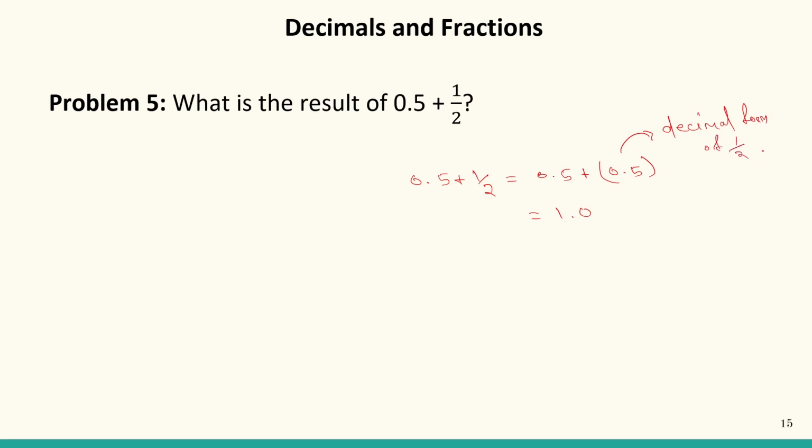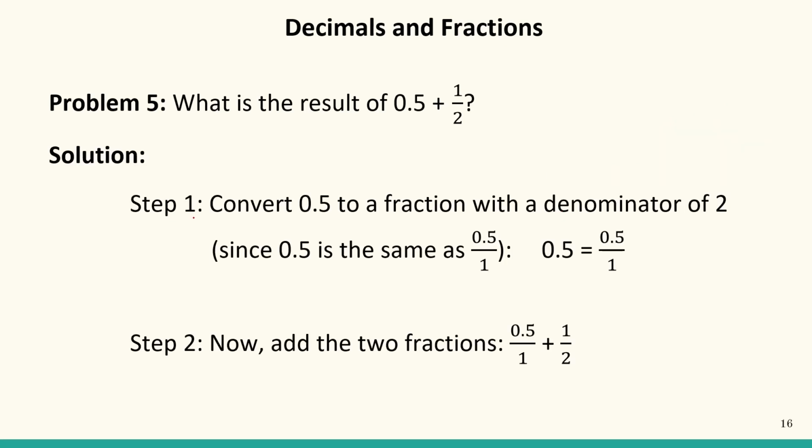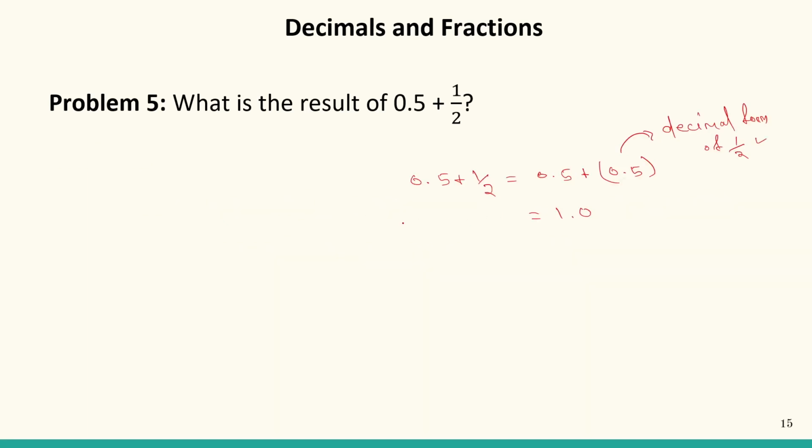Okay, so 0.5 plus 0.5 is equal to 1.0. So let's see the answer. So in step 1, what we did was convert 0.5 to fraction with a denominator of 2. Also, yeah, we can do this. So we can also do this, like we have 0.5 plus 1 by 2. This is solution 1. This is solution 2. Okay, we can solve it by 2 methods.